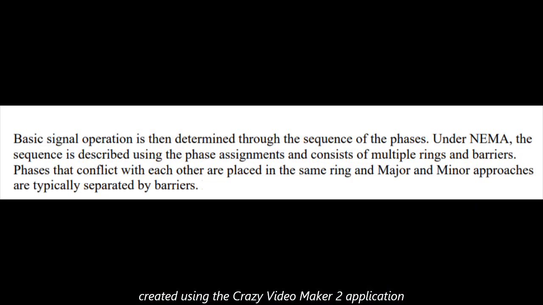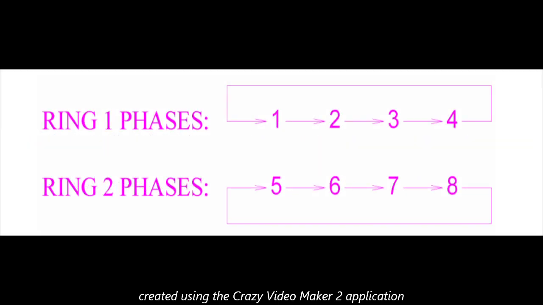Basic signal operation is determined through the sequence of the phases. Under NEMA, the sequence is described using the phase assignments and consists of multiple rings and barriers. Phases that conflict with each other are placed in the same ring, and major and minor approaches are typically separated by barriers. Ring 1 consists of 1, 2, 3, 4, and ring 2 is 5, 6, 7, 8.